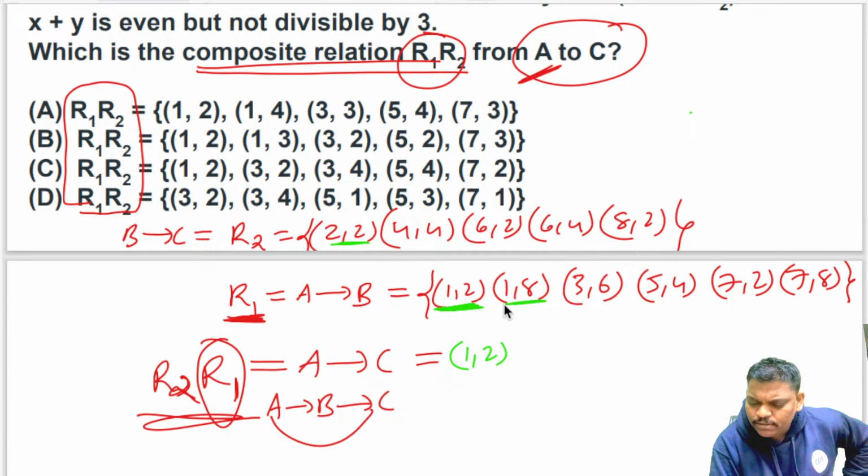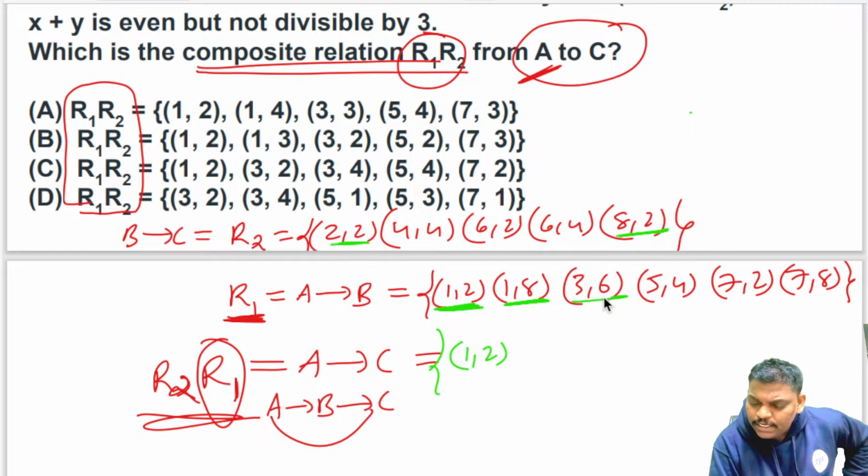Let's go for 1, 8. Starting with 8, anyone? Yes, this one: 1, 8, 8, 2. The 8, 8 cancel. So 1, 2, which is already there. So 1, 8, starting with 8, only one person, we are done.